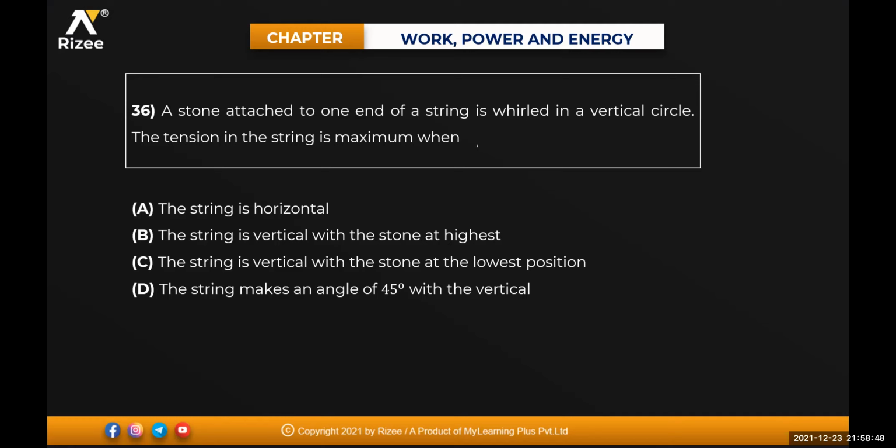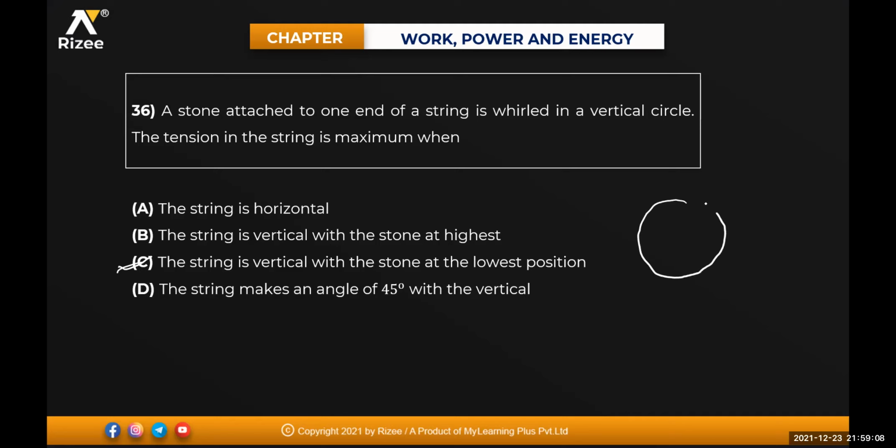Tension in the string is maximum at what position? Lowest position, no? At the lowest position, it will be the maximum. Option C: the string is vertical with the stone at the lowest position. C must be the answer.